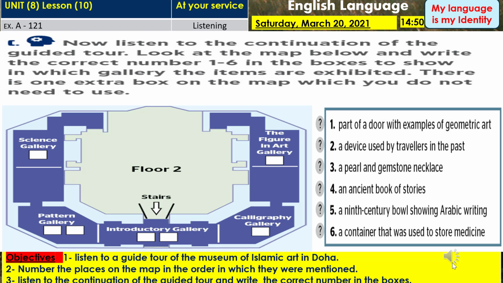I'll give you a few minutes to walk around this gallery, and then we will head over the walkway to the other side of the floor, where there are 2 more galleries: the Figure in Art and the Calligraphy Gallery. There is a particularly beautiful book in the Calligraphy Gallery that I want to show you. It's hundreds of years old and tells some fantastic stories from the ancient world. So take a look around and we will head over there in a few minutes.